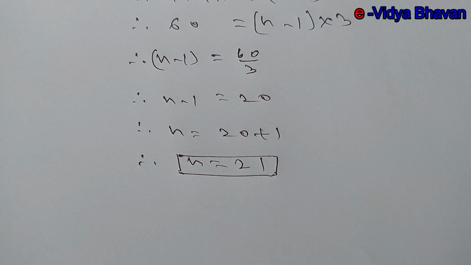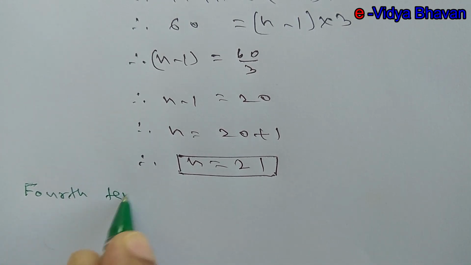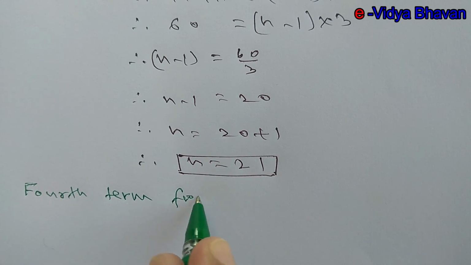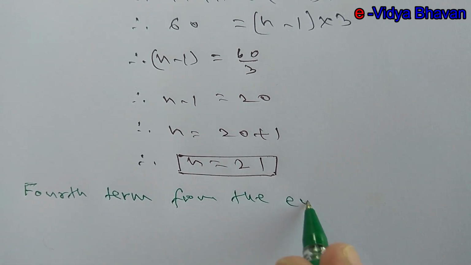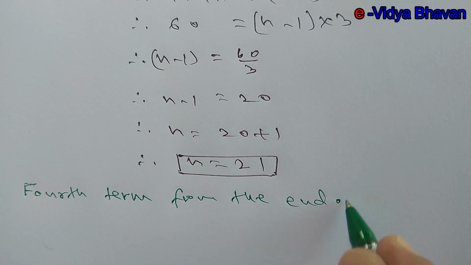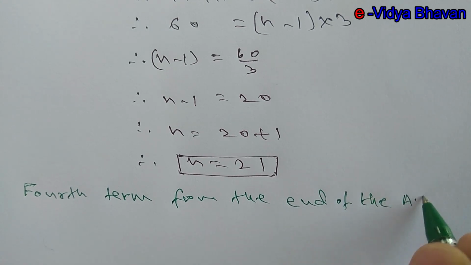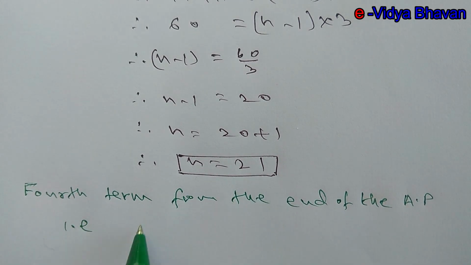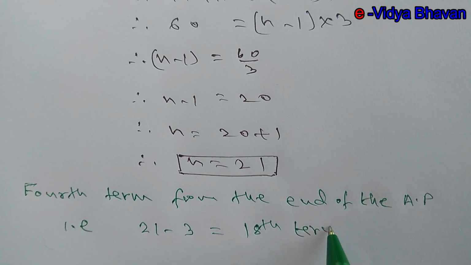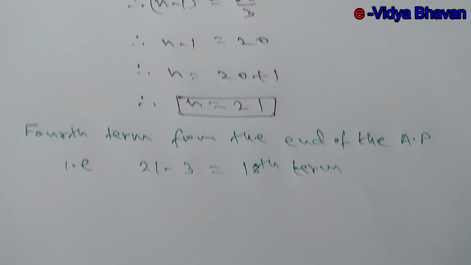Now we got the value of n. Now we are interested in finding the fourth term from the end of the AP, that is 21 minus 3, that is the 18th term we want. So let's first write down again the formula.